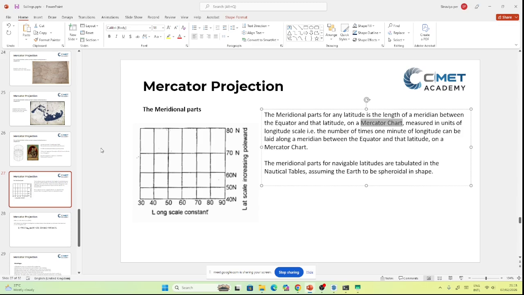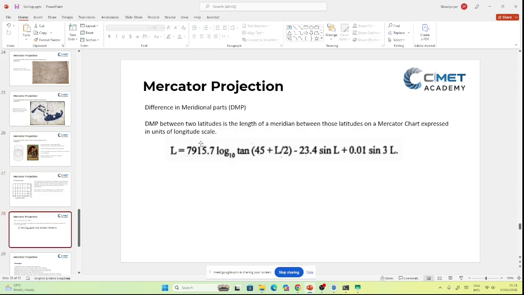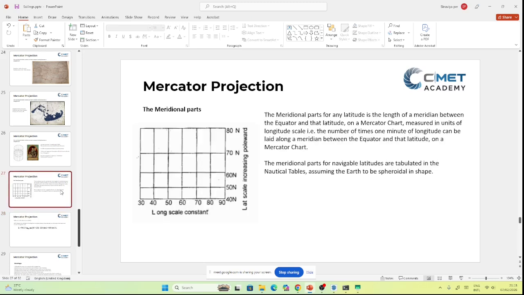they will also be asking about meridional parts, principles of navigation. They will probably ask what a Mercator projection is and what meridional parts are. So in order to find the meridional part in a spheroidal earth, this is the formula that needs to be used, right?